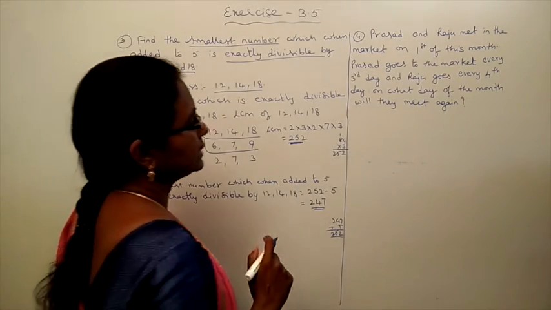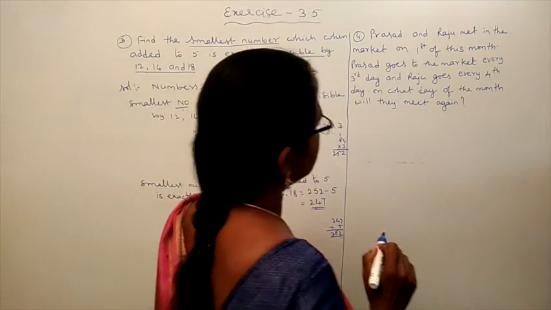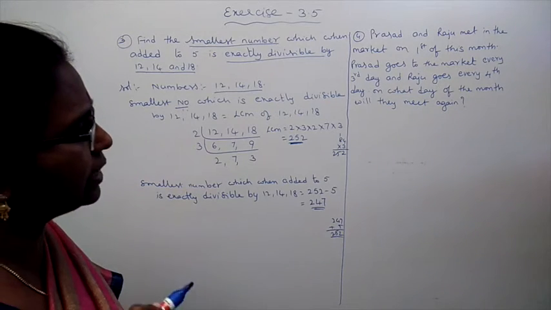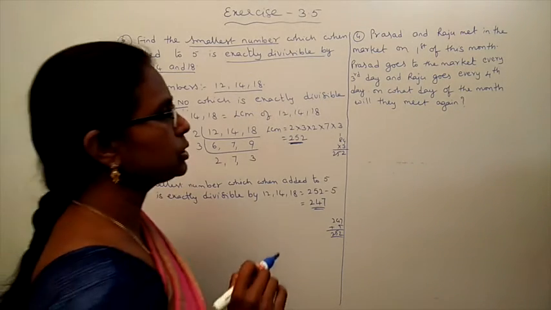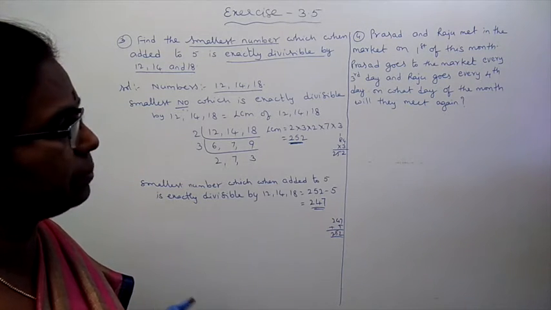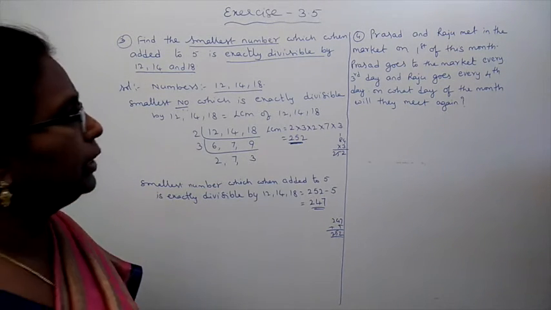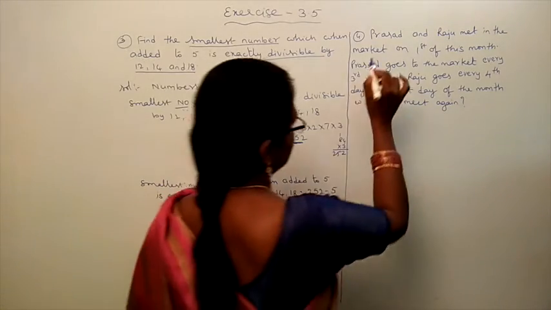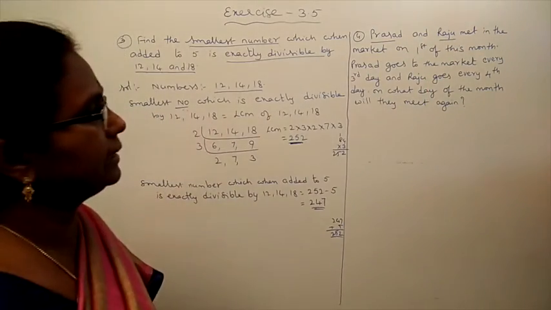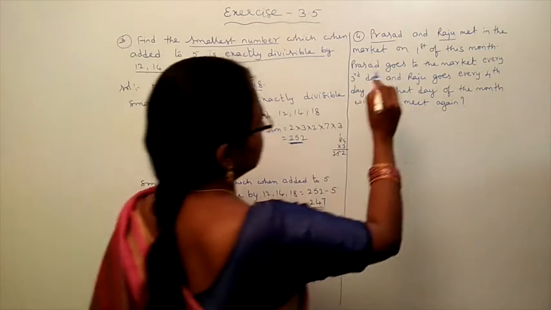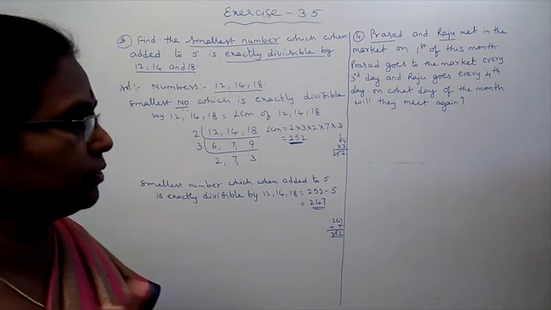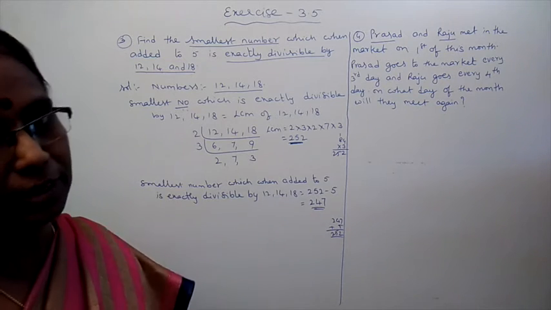Next, Prasad and Raju met in the market on the 1st of this month. Prasad goes to the market every third day and Raju goes every fourth day. On what day of the month will they meet again? Now, two friends are there, Prasad and Raju. They go to the market and they met on the 1st of this month. Next time when will they meet?